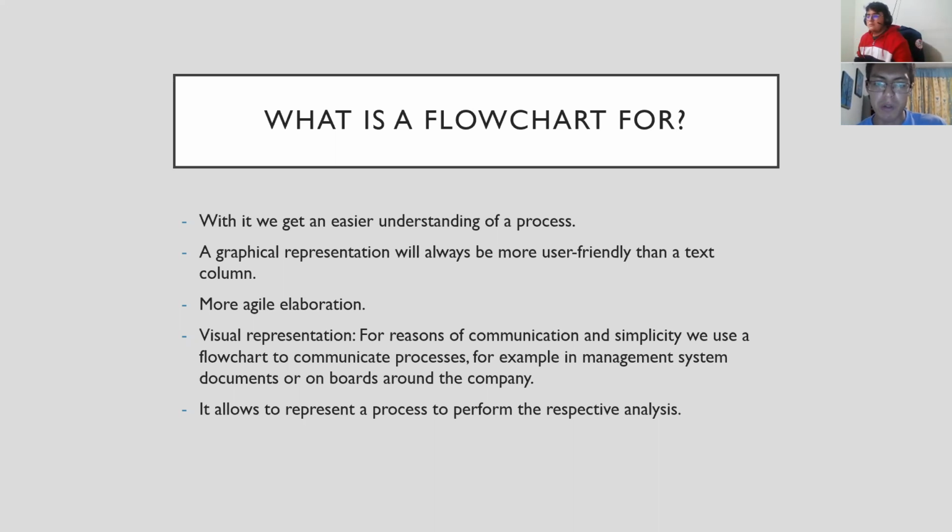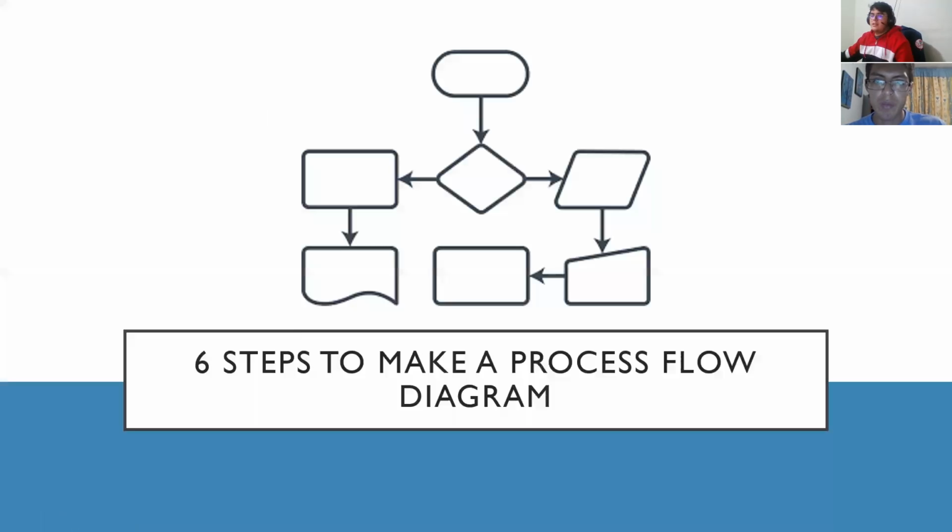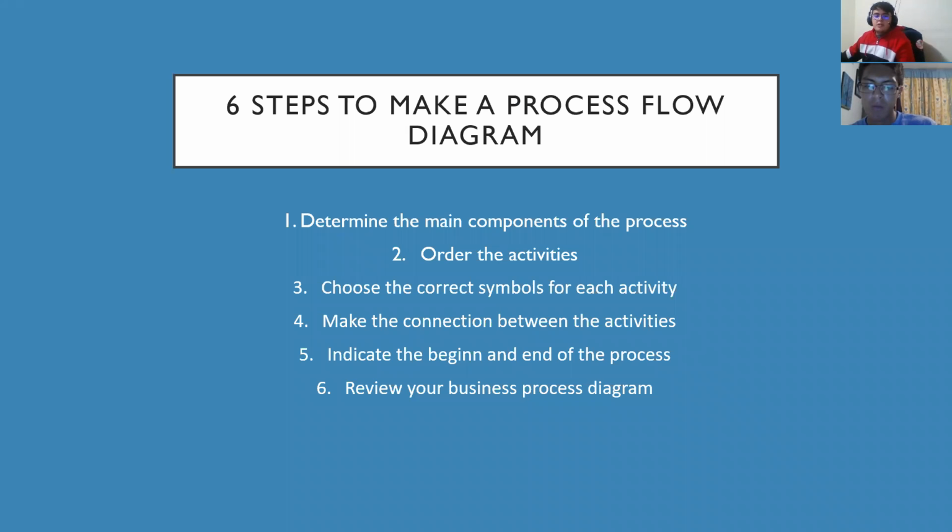We use a flowchart to communicate processes, for example, in management system documents or on boards around the company. It allows us to represent a process to perform the perspective analysis. Okay, now we are going to talk about 6 steps to make a process flow diagram. Step number 1 is determining the main components of the process. In this step, it's necessary to clarify what are the inputs or outputs of the process, as well as the activities that take place in it.